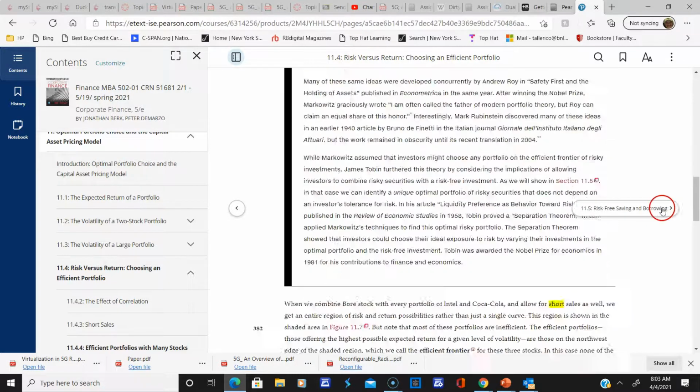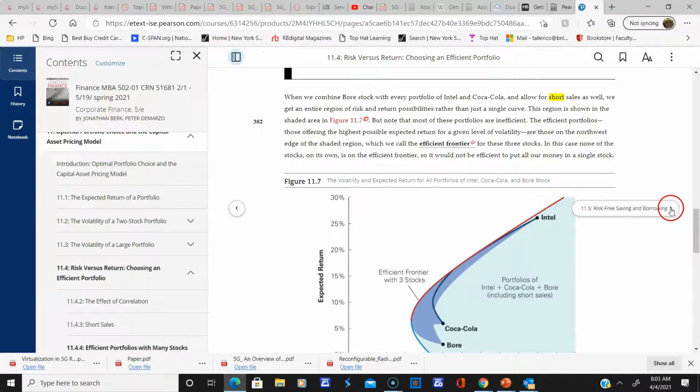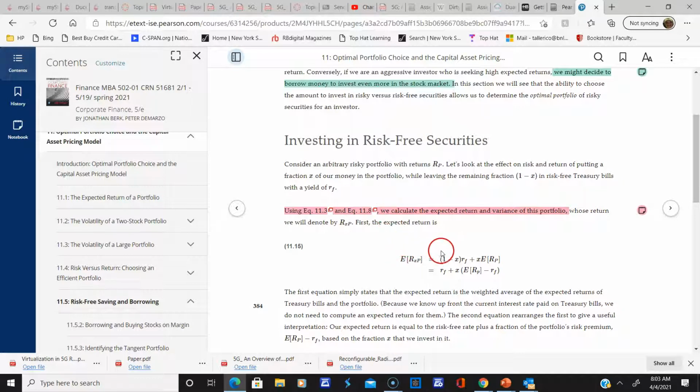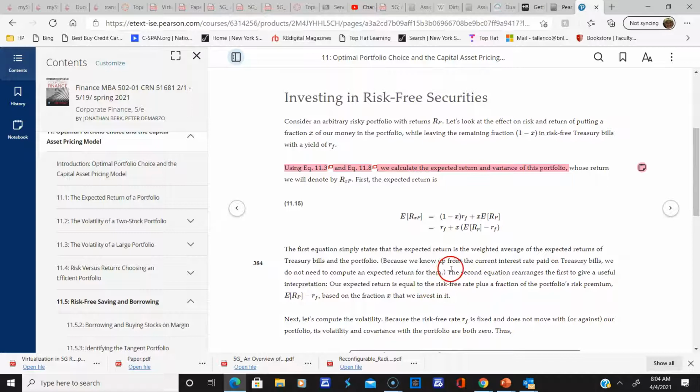In this equation over here, they're getting the expected return, but again they're using equation 11.3 and 11.8, all right? But there's now a risk-free component here, okay? So the expected return is the weighted average of the expected returns of the T-bills and the portfolio. Because we know up front from the current interest paid on T-bills, we do not need to compute an expected return for them because we're told that, right?